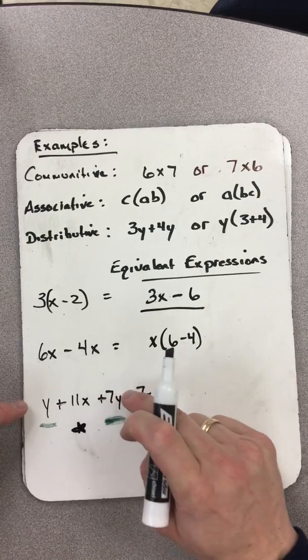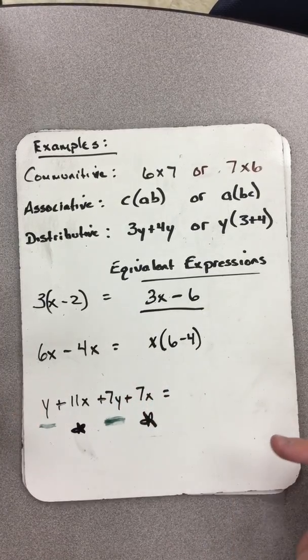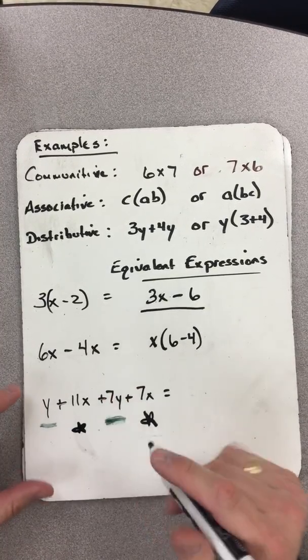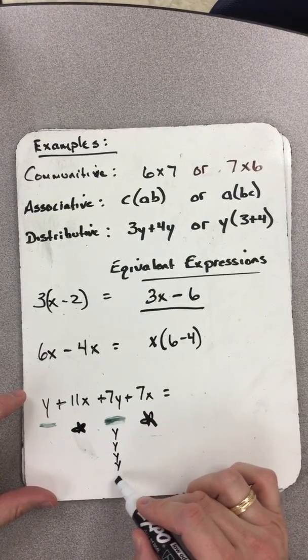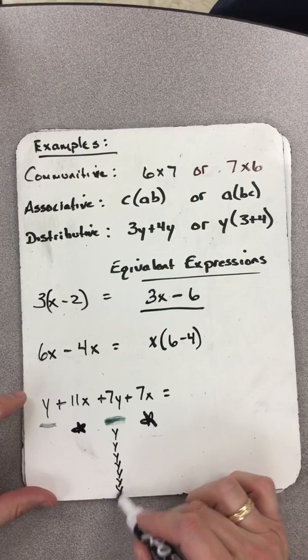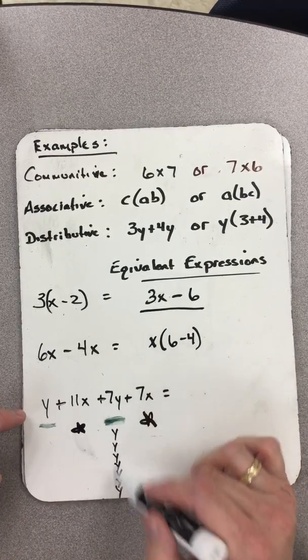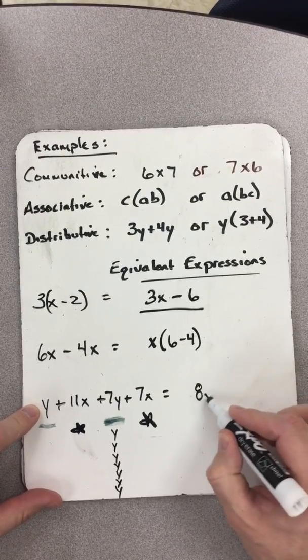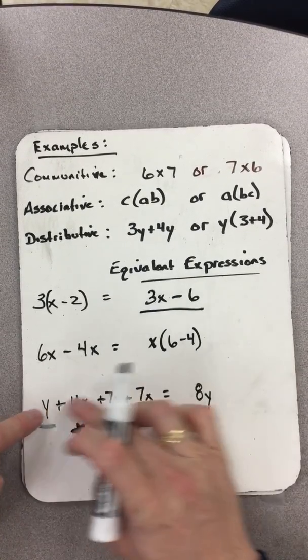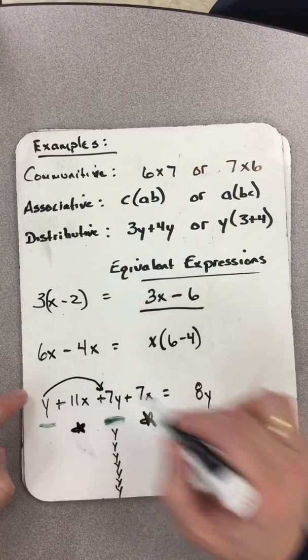In this case, 7y and y, they're the same terms. This is just saying I have 7 groups of y, 7 y's. That's all it's telling me. So what I'm going to do is add these 7 y's with this one more y, which is going to get me a total of 8 y's. Now I have 8 y's because I just combined this y over to this.